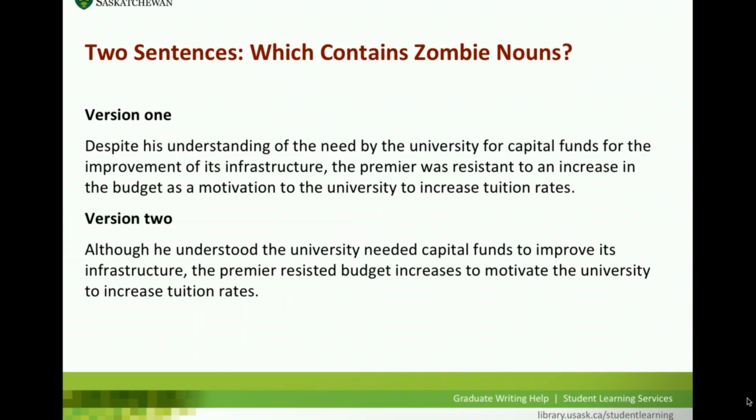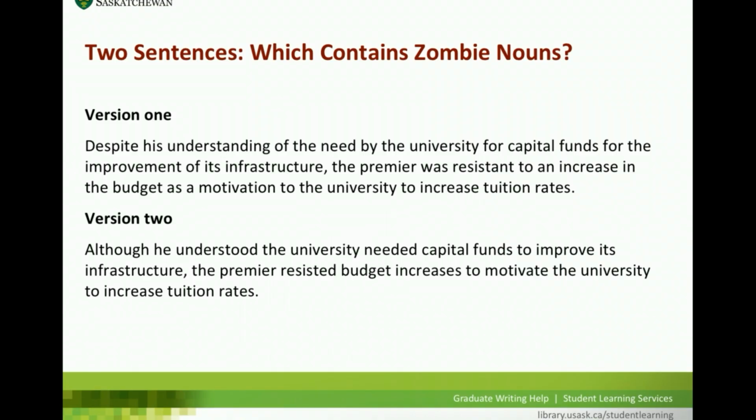On this slide, we have 2 versions of the same sentence, one of which contains zombie nouns. So I'm going to read them and I want you to identify which of these 2 sentences has zombie nouns.